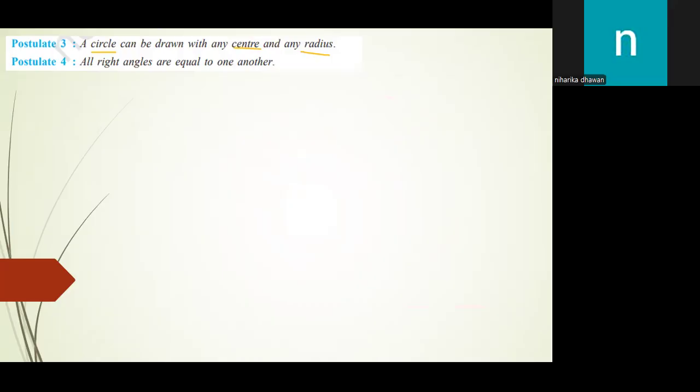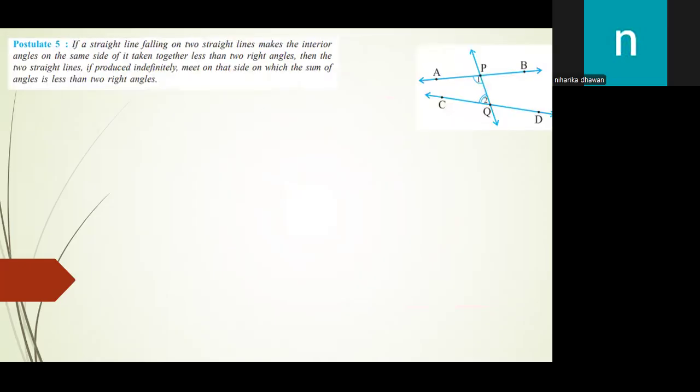Let's look at postulate 4 now. All right angles are equal to one another. Why? Because all right angles are equal to 90 degrees. So all right angles are equal to one another. Now look at postulate 5. This is the most important postulate out of all the postulates. Please listen to this postulate very carefully. It's a little bit tricky and a little bit tough.